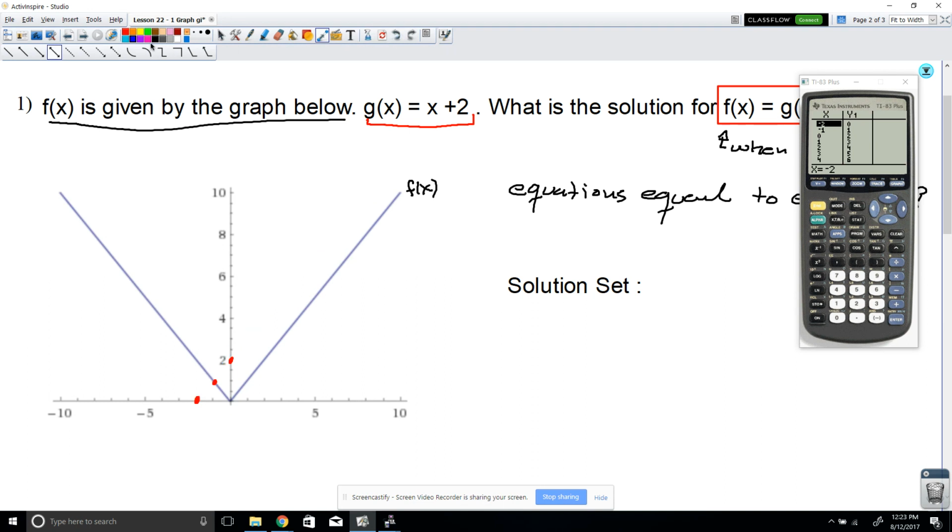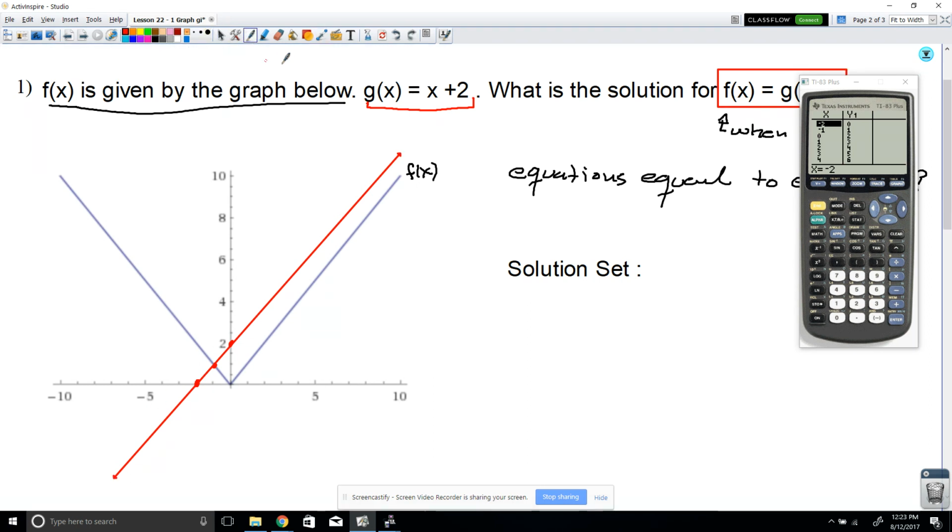Let's make that red. So we got that here. And let's just be exact. Yeah, that's fair. All right, and again, don't forget to label it. So the red graph here, this is g of x equals x plus 2.